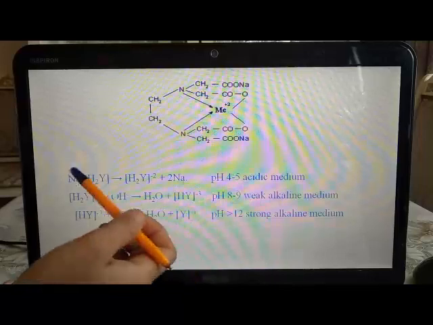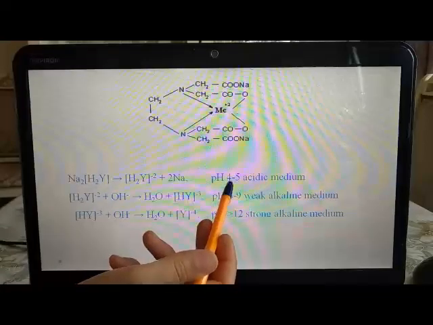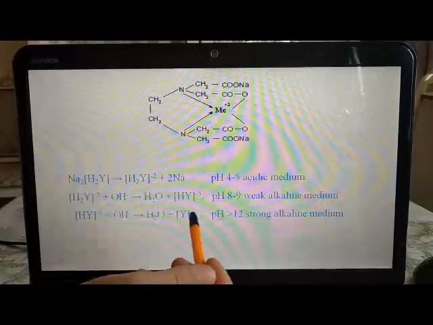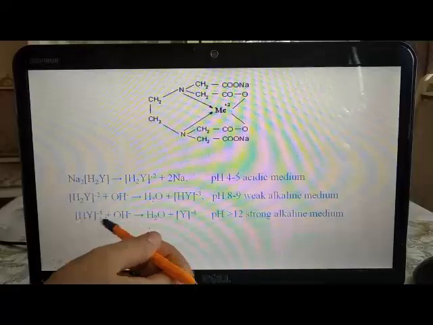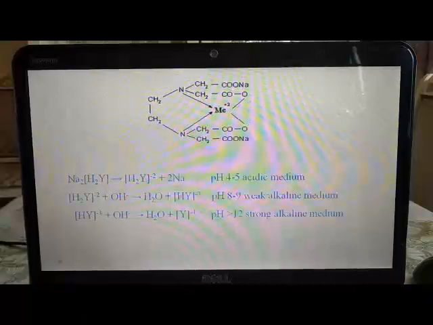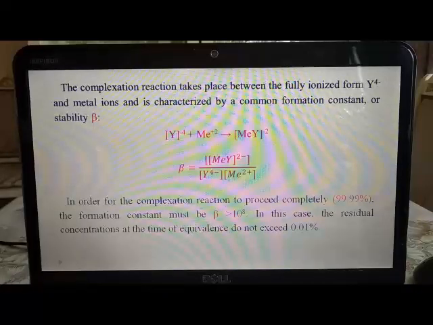The equation of this reaction is shown in acidic medium, at pH 4 to 5. The second equation is in weakly alkaline medium, pH 8 to 9. The third is in strongly alkaline medium, pH more than 12. The complexation reaction takes place between the fully ionized form and metal ions and is characterized by a common formation constant, or stability constant, beta.